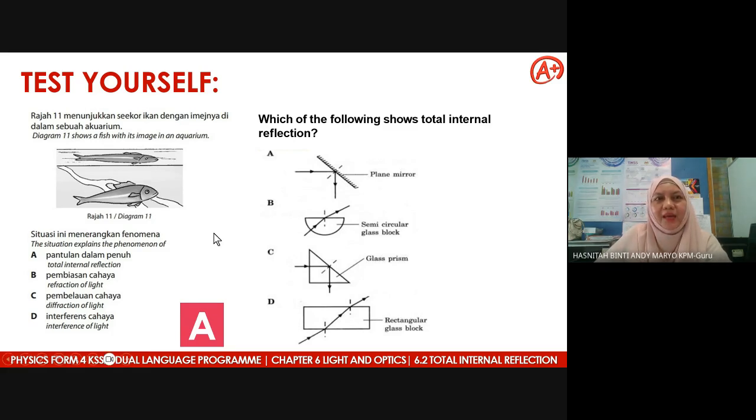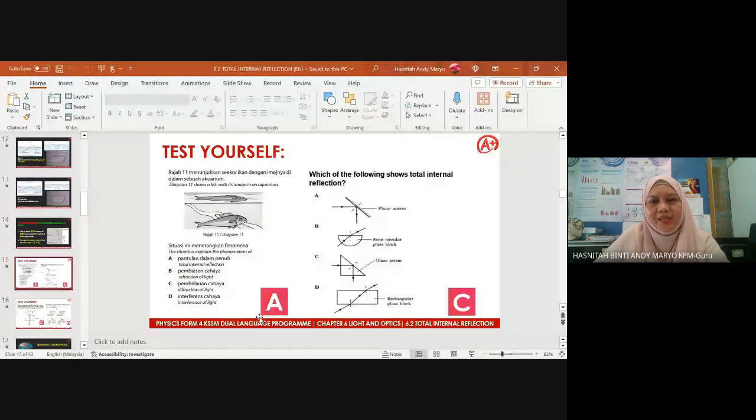What about the second question? Which of the following diagrams shows total internal reflection? Is it A, B, C, or D? Share your answer in the in-call messages. Number 1 answer is A. What about number 2? A, B, C, or D, students?